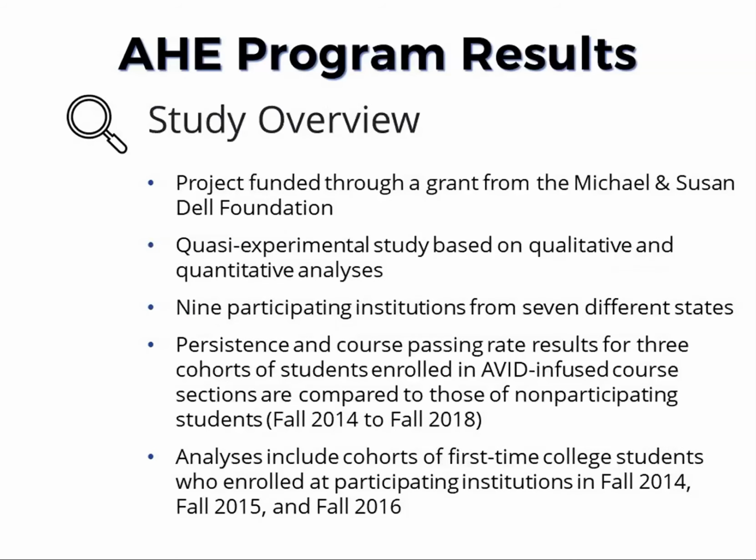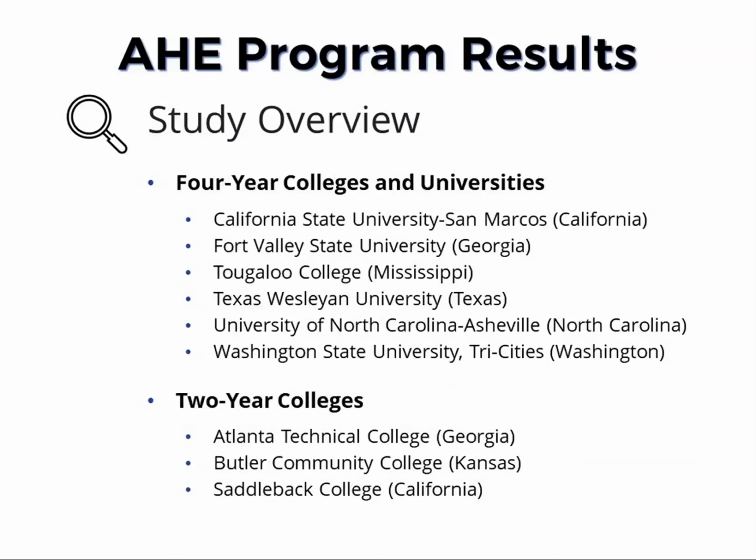The primary intervention that we studied was the impact of student participation in a targeted, typically first-year experience course. We conducted site visits, interviews, and focus groups at 9 different participating institutions in 7 states. And we looked at persistence and course passing rates, and analyzed 3 cohorts over 5 years. And these are the 9 institutions that participated.